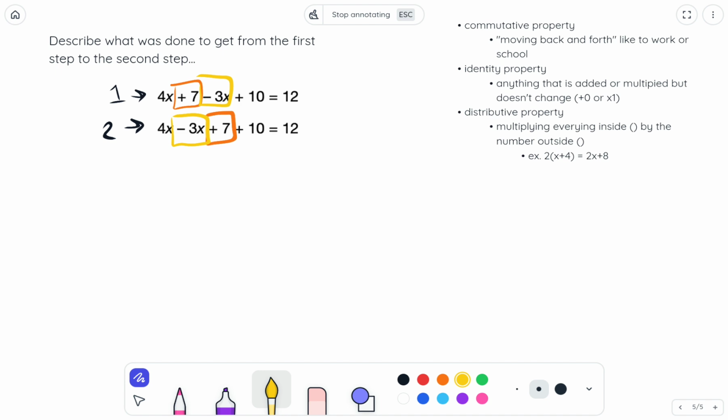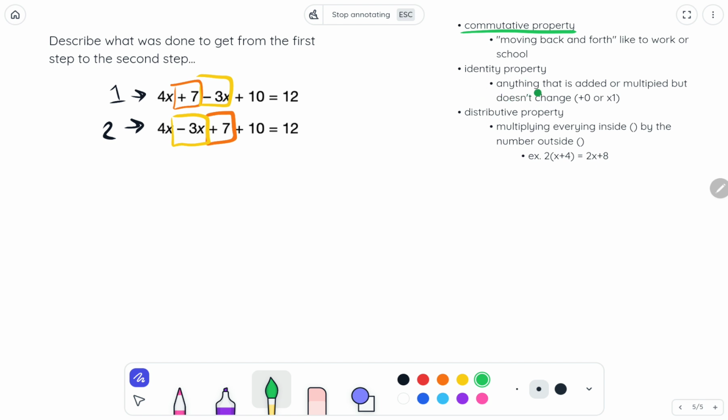So looking at your properties again, which one do you think was used in order to move things back and forth? You might have noticed that your commutative property is what you want to think of. The core word commute means to go back and forth, like you commute back and forth to work, or to school. So moving things back and forth, from first place to second place and back, that is your commutative property.